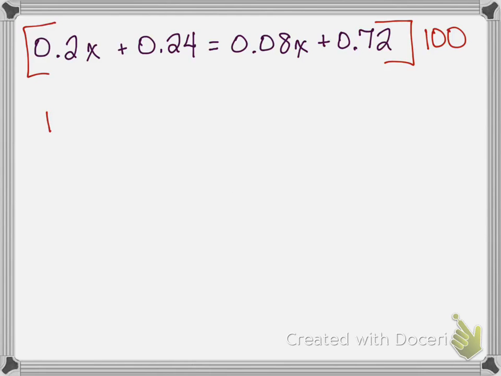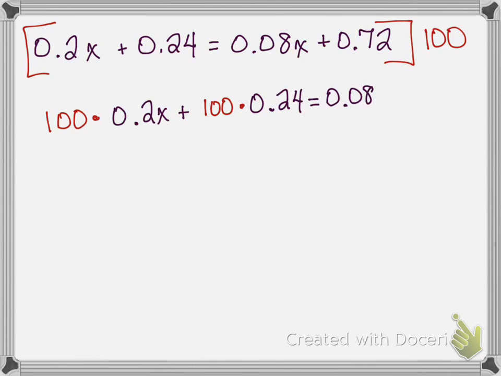So I'm going to have 100 times 0.2x. Then I'm going to have 100 times 0.24. And I better write smaller, right? Then I've got 0.08x. I'm going to multiply that times 100.